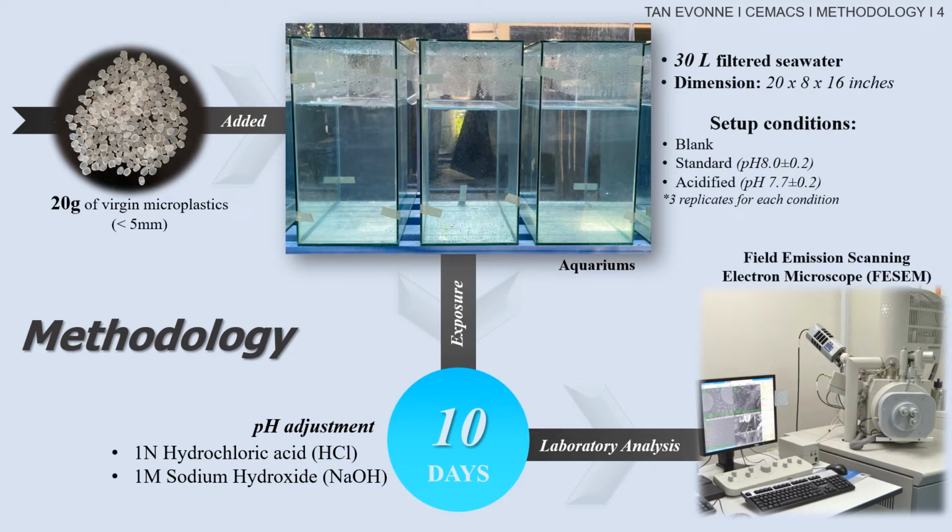we use diluted acid or base to adjust the pH of the seawater, either using 1 normality hydrochloric acid or 1 molarity sodium hydroxide. After that, the microplastics from different exposure conditions are collected and observed under the field emission scanning electron microscope to see the surface changes of the microplastics.